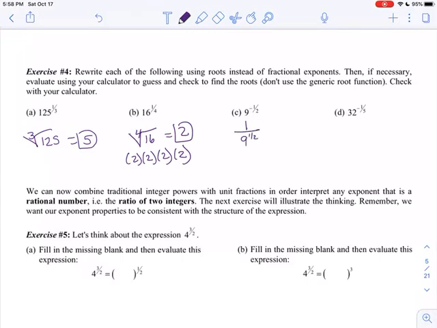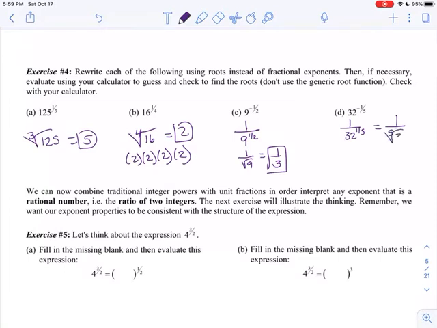I have a negative fraction exponent. Let's make it positive: 1 over 9 to the positive 1/2. Remember, to make a negative exponent positive, you put it in the denominator of the fraction. So this is 1 over the square root of 9, and the square root of 9, that's a nice easy one, is 3, so the answer is 1/3.